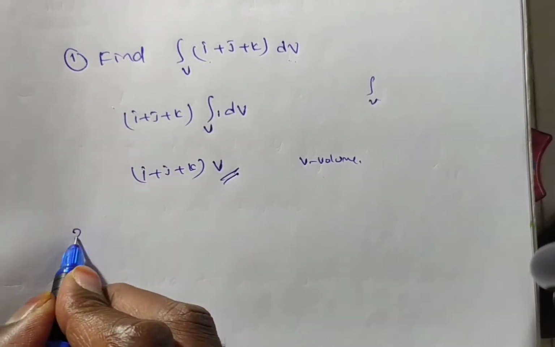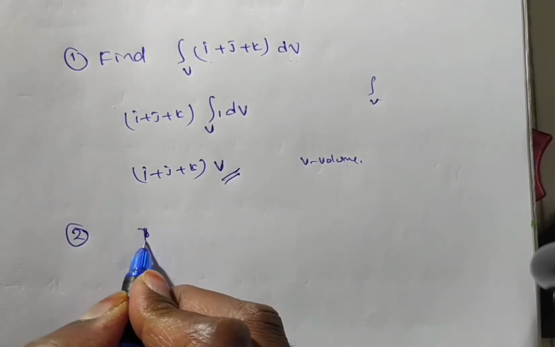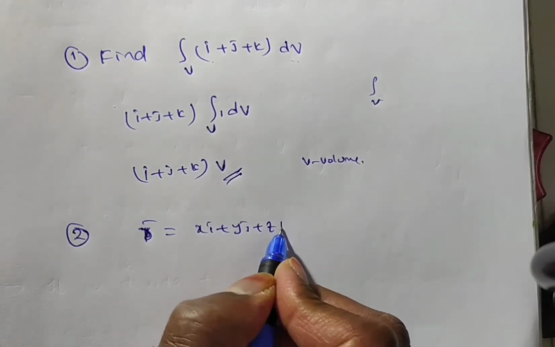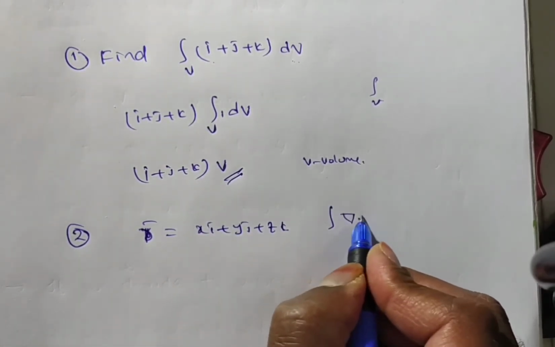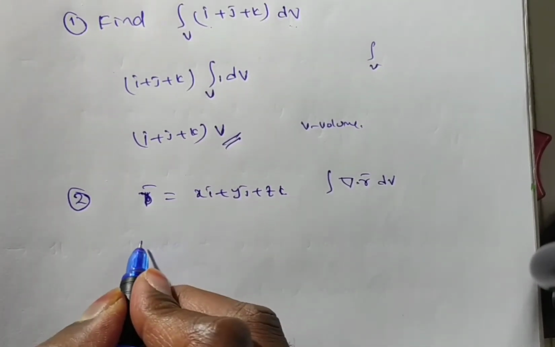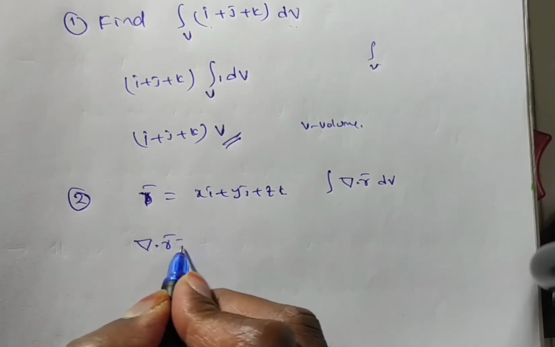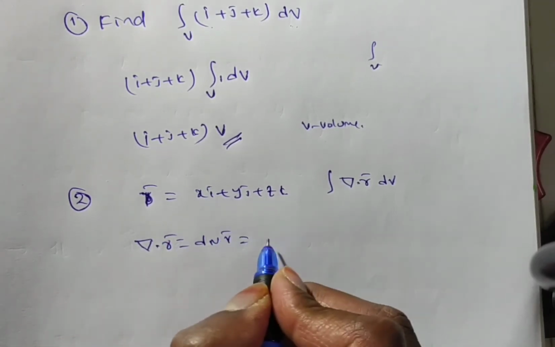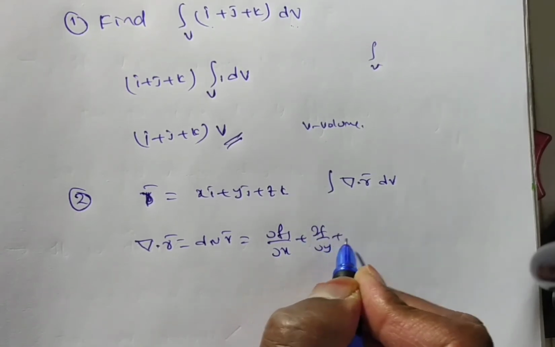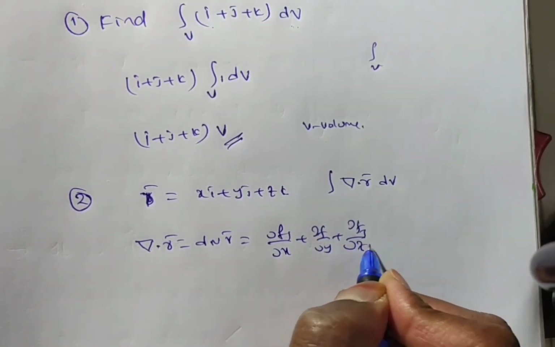Second problem, friends: if r bar is equal to xi plus yj plus zk, then find the integral of del dot r bar dV. They are given this problem also. Friends, del dot r bar is nothing but the divergence of r bar, that is dou f1 by dou x plus dou f2 by dou y plus dou f3 by dou z, we can write.